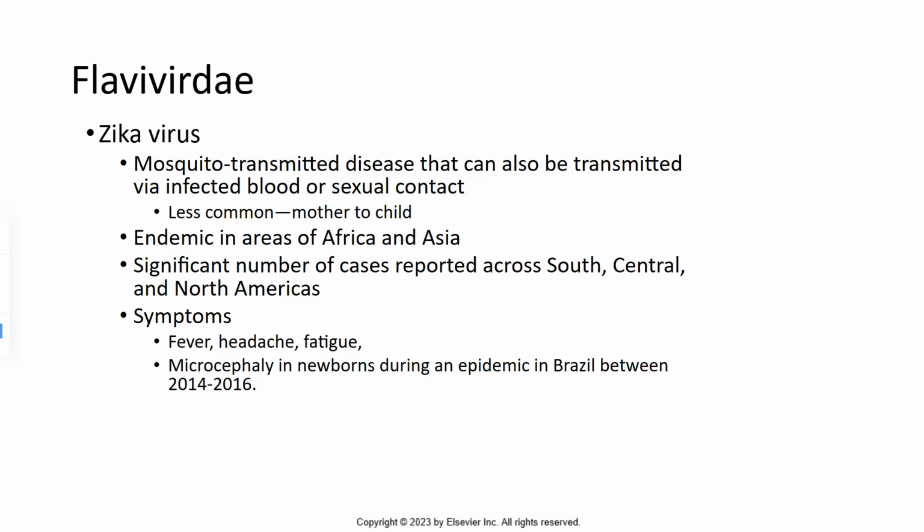Zika virus. This is a mosquito-transmitted virus that can be transmitted via infected blood or sexual contact. Endemic in areas of Africa and Asia. Significant number of cases reported across South, Central, and North Americas. Symptoms: fever, headache, microcephaly in newborns during an epidemic in Brazil between 2014 and 2016. Microcephaly is when the baby is born with a smaller than usual head.